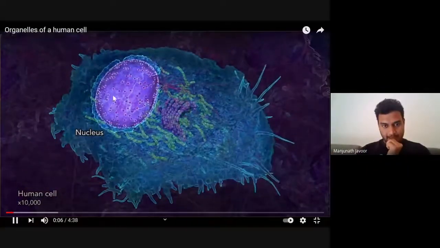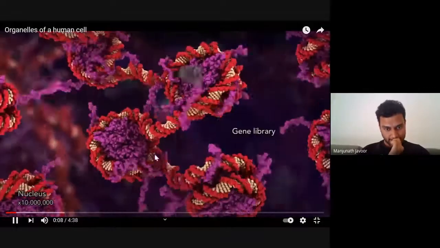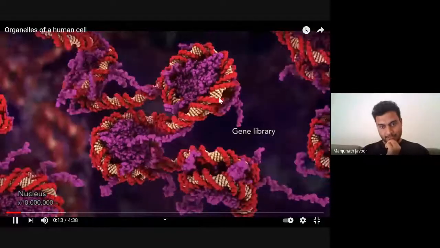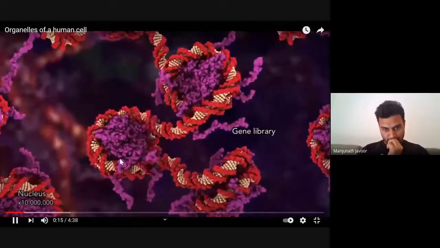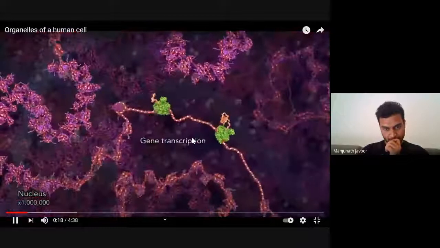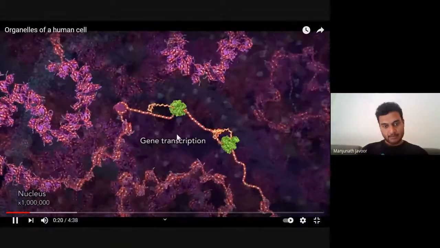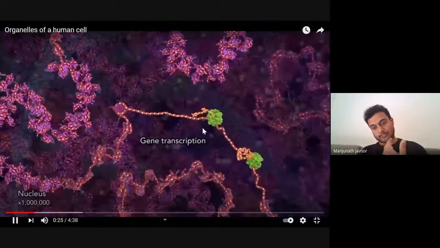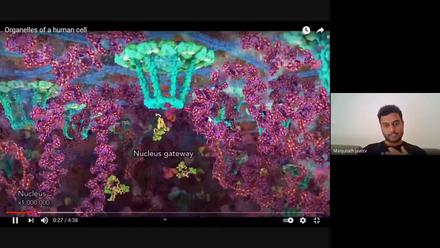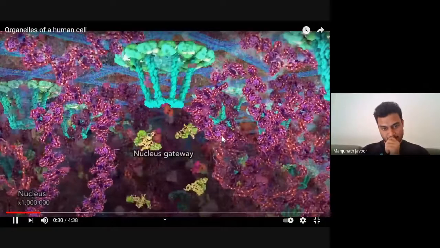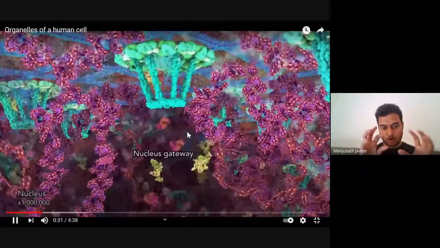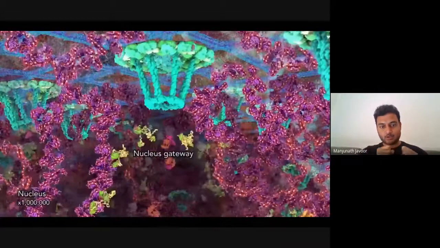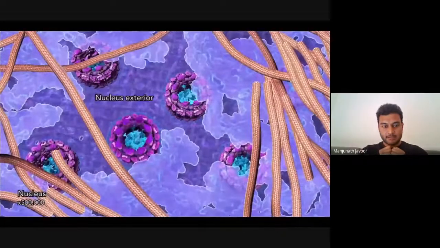So our cell has a central part called the nucleus, and this nucleus has DNA. This red thing wrapping around these nucleosomes that you see is DNA. And then this DNA is converted to RNA, then that RNA is converted to protein. And these proteins do a lot of functions. They are like small motors or machines inside your cells that do a lot of functions in your cell.